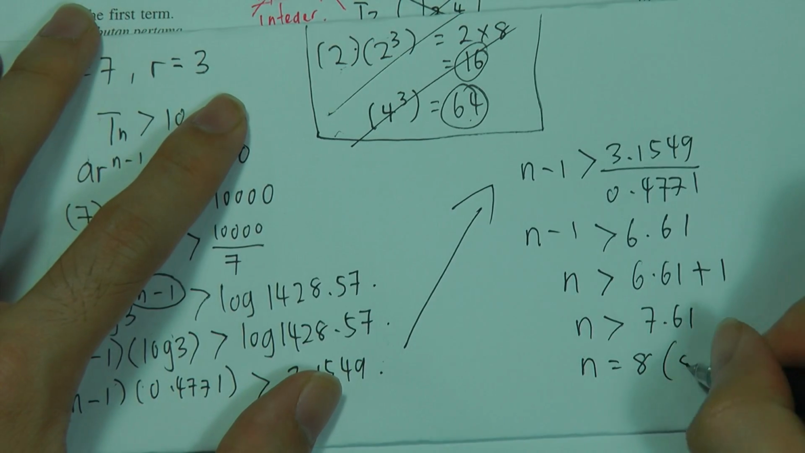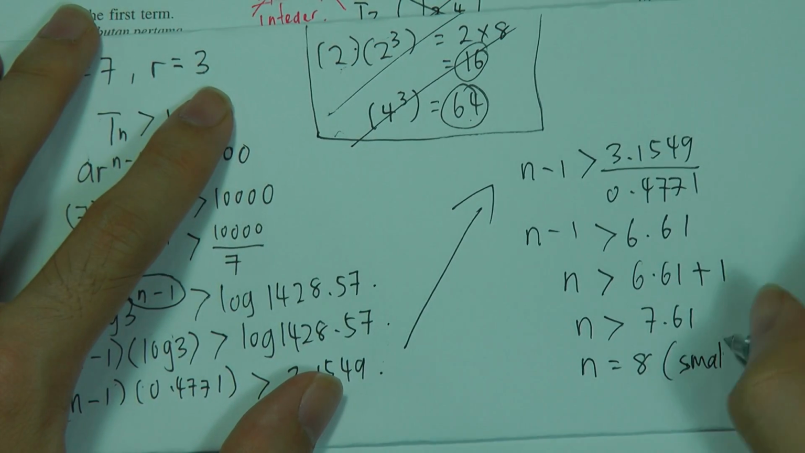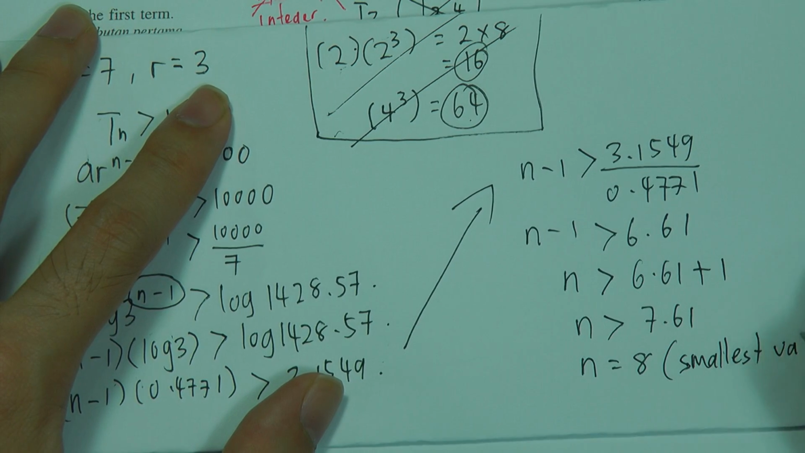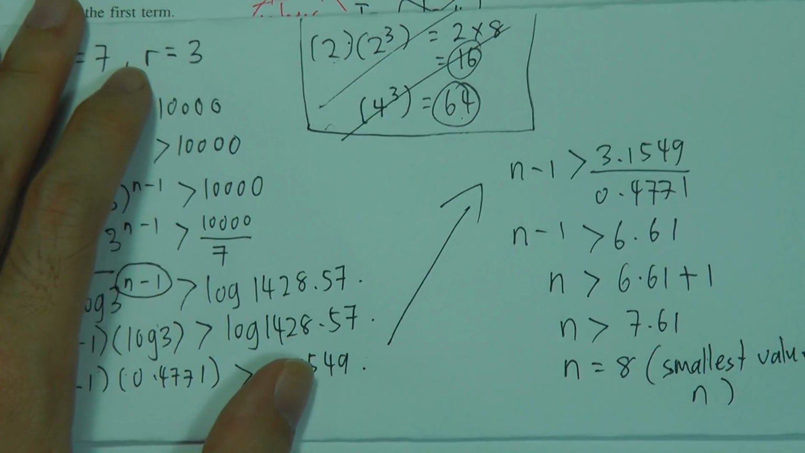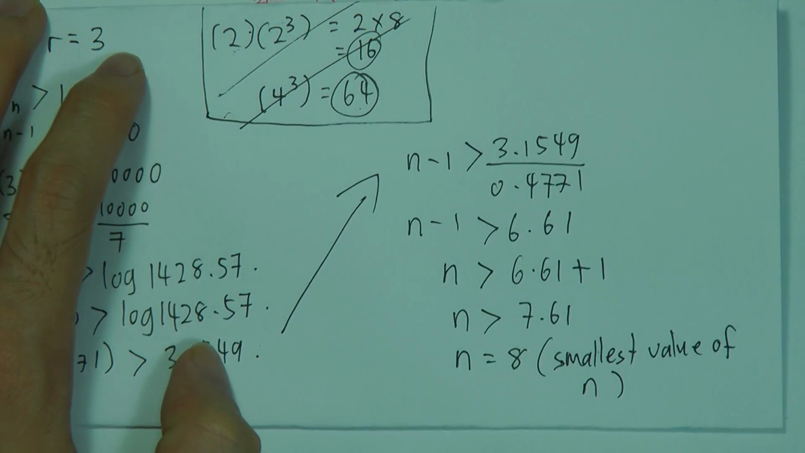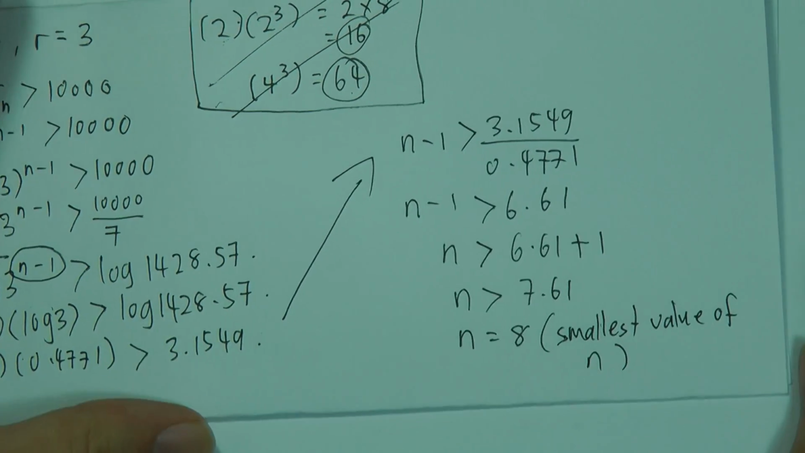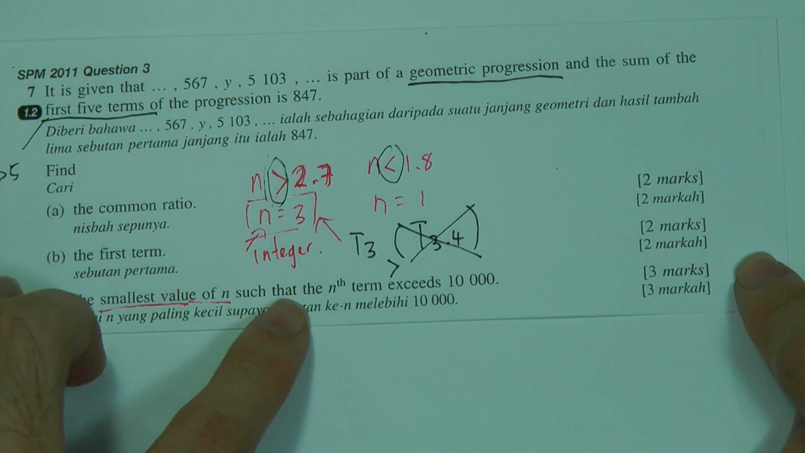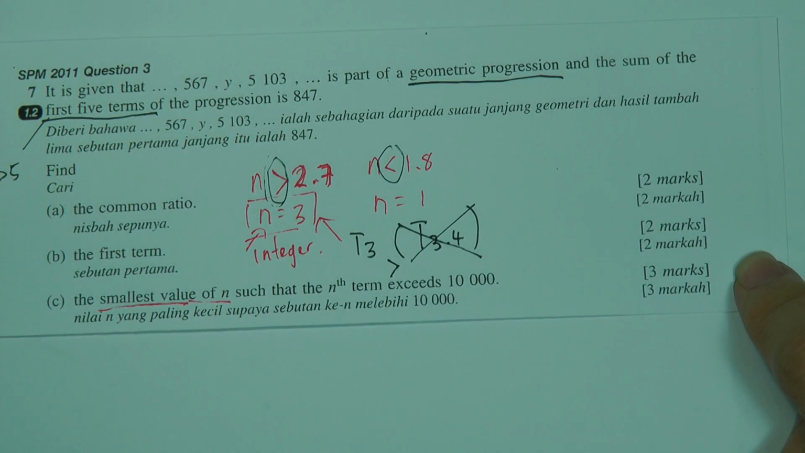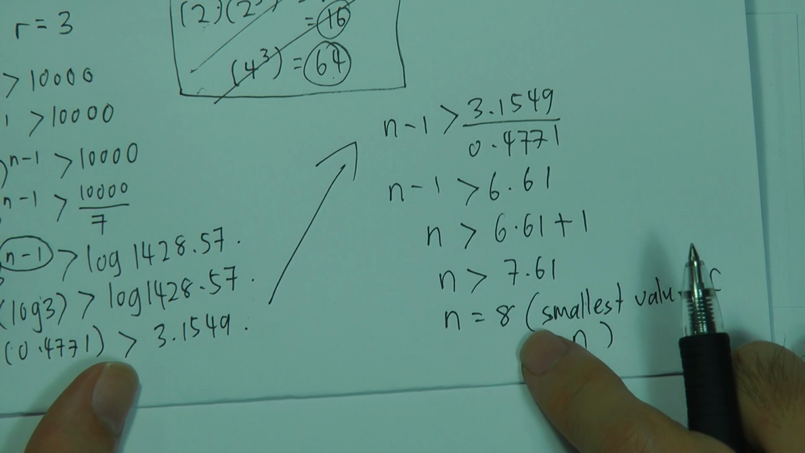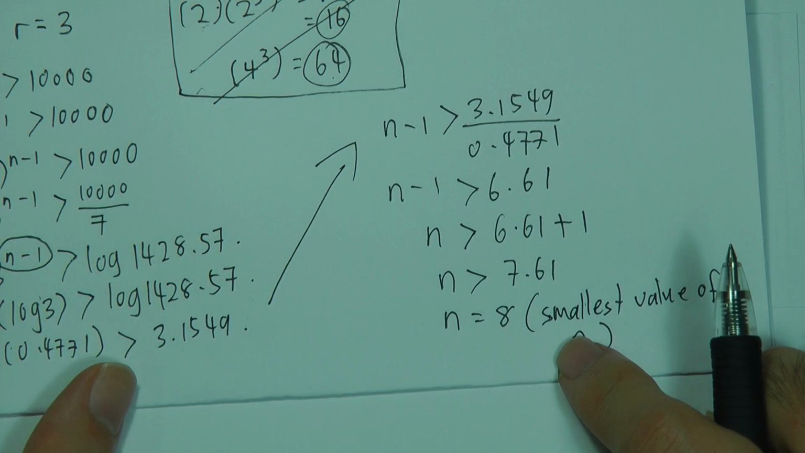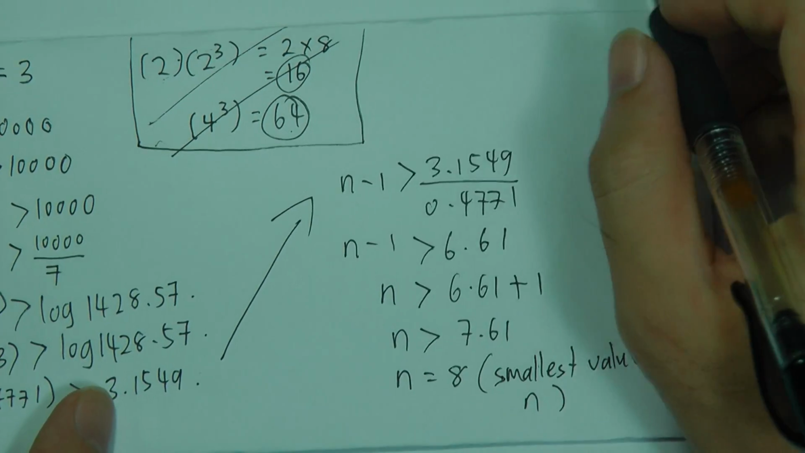See, this is the meaning, the smallest value of n. So n will equal 8. Because here he asked for the smallest value of n such that the nth term will exceed 10,000. So it means when n equals 8, you get a value more than 10,000. If you do not believe, just do it yourself.